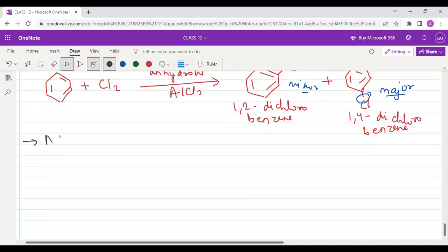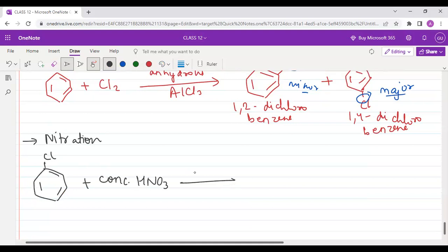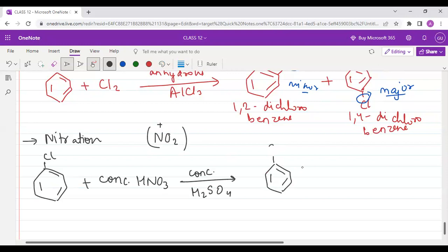Next is your nitration. So for nitration, we'll react chlorobenzene with concentrated HNO3, nitric acid, and concentrated sulfuric acid, H2SO4. And here the electrophile is NO2 plus, the nitronium ion. So one time NO2 plus will get attached to the ortho position and on the other hand it will get attached to the para position. So we'll get the products of this. Understood? Yes, ma'am.